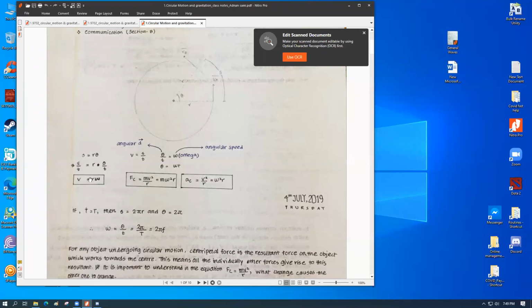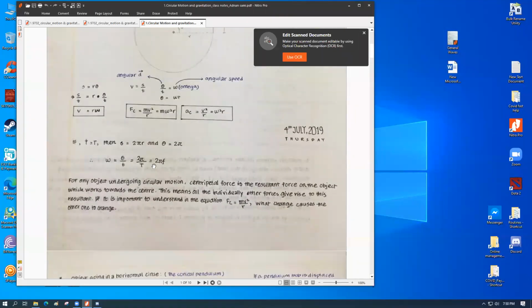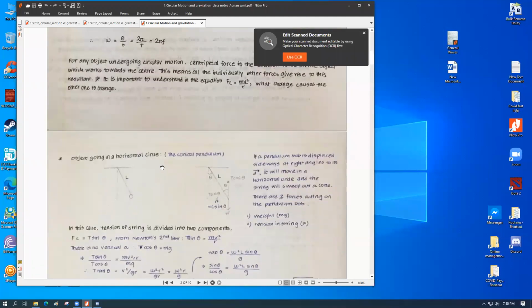ওই দুটোকে কম্বাইন করলে আমাদের এটা আসবে। In this case this should also have a box, omega equals theta by t, এখান থেকে আমরা 2 pi by capital T অথবা 2 pi f, which essentially is the expression in terms of the time period or frequency.